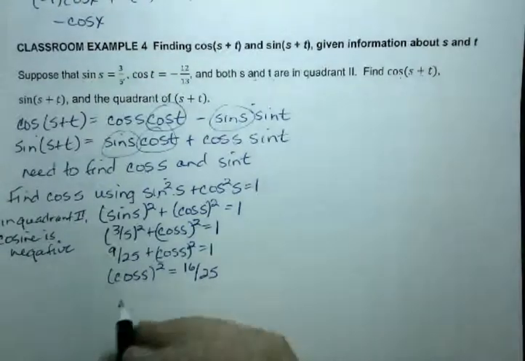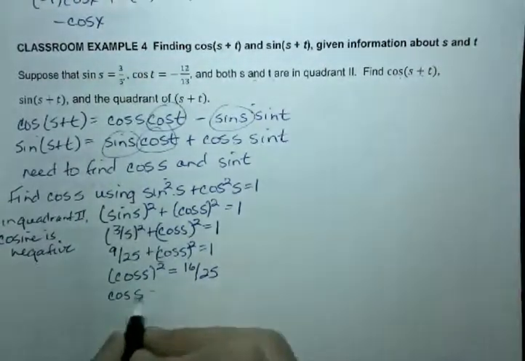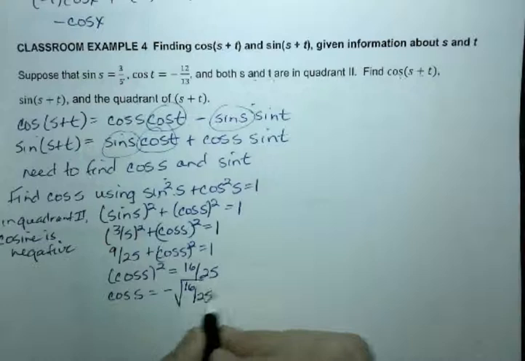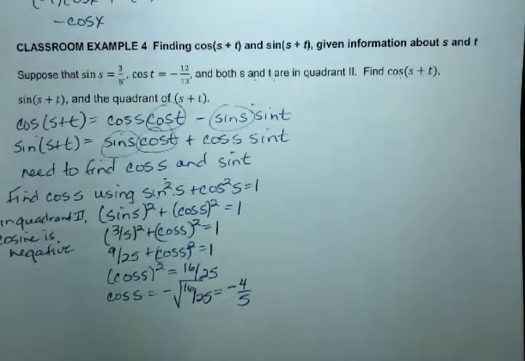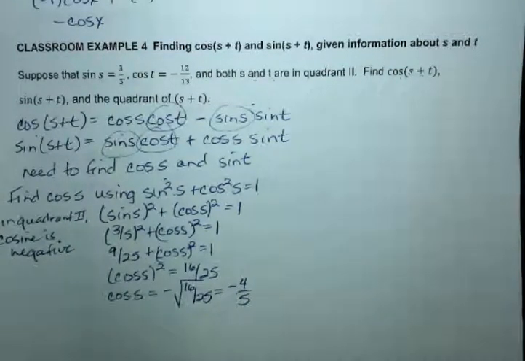When I take the square root of each side, that means I'm going to use the negative value on this side. That's going to give me a negative 4/5 when I simplify it. So now I have the cosine of S is equal to negative 4/5.